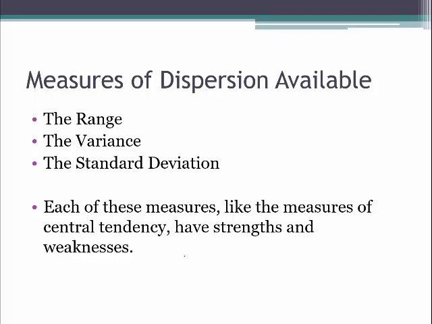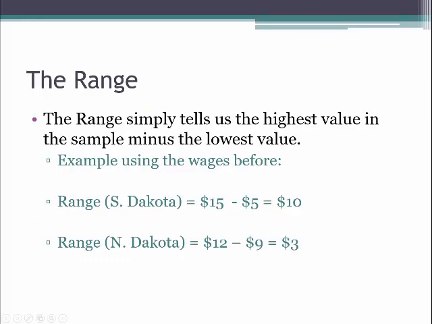So each of these measures have strengths and weaknesses. I'm going to talk a lot about the strengths and weaknesses of the range and use the simplicity of the range to illustrate why we need to introduce different measures of dispersion called variance and the standard deviation. Okay, so the range simply tells us the highest value in the data set minus the lowest, so that's easy, okay? It's the highest or max value minus the lowest or min value in a data set.